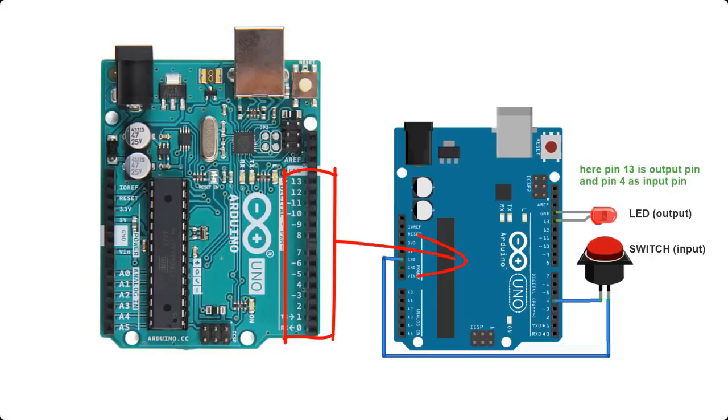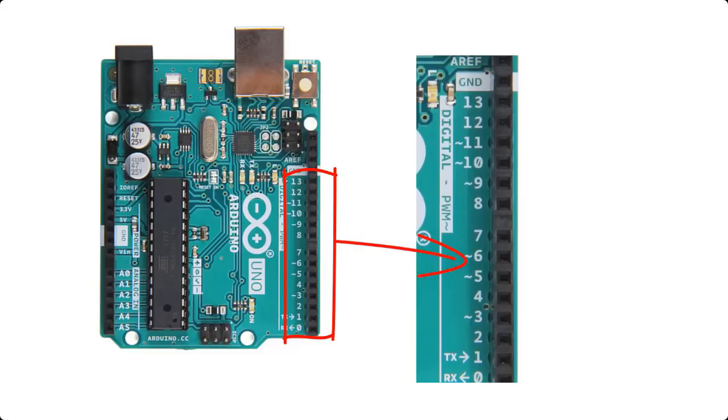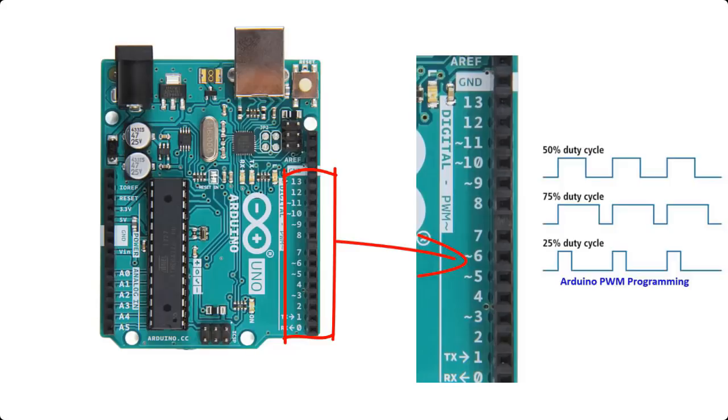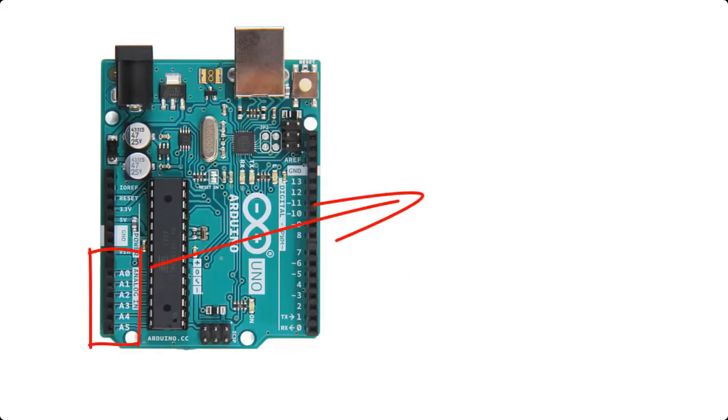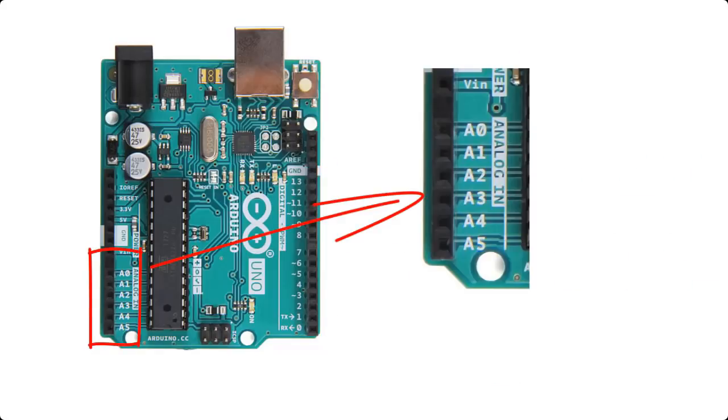Some of the pins are labeled with a wave symbol. You can see here pin number 3, 5, 6, 9, 10, 11. These pins act as normal digital pins but can also be used for pulse width modulation, which is similar to analog output. These are analog pins. They can read the analog values from any sensors.